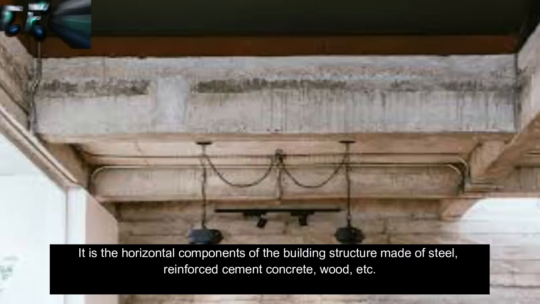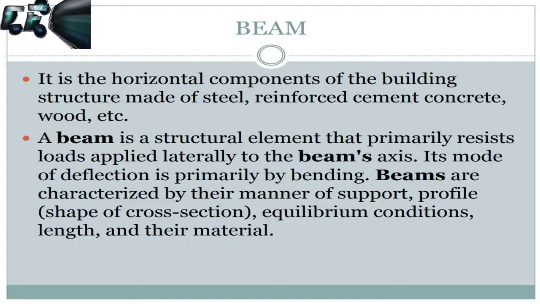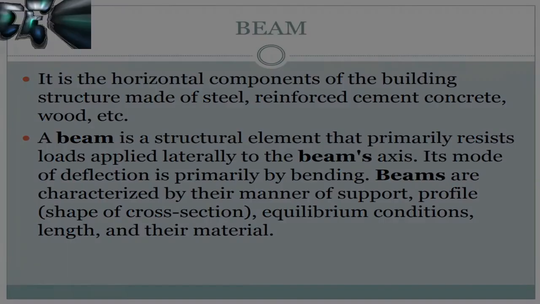Beam. It is the horizontal component of the building structure made of steel, reinforced cement concrete, wood, etc. A beam is a structural element that primarily resists loads applied laterally to the beam's axis. Its mode of deflection is primarily by bending. Beams are characterized by their manner of support, profile, shape of cross-section, equilibrium conditions, length, and material.